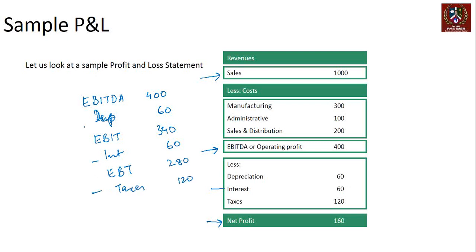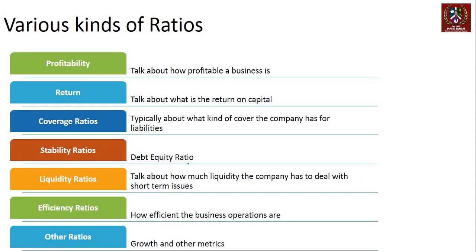So minus, minus, minus, and you keep getting at these numbers as you go along to arrive at yardsticks of the company's performance, right? So that's calculated on the company's P&L statement. Now let's look at what are the various kinds of ratios that are available.